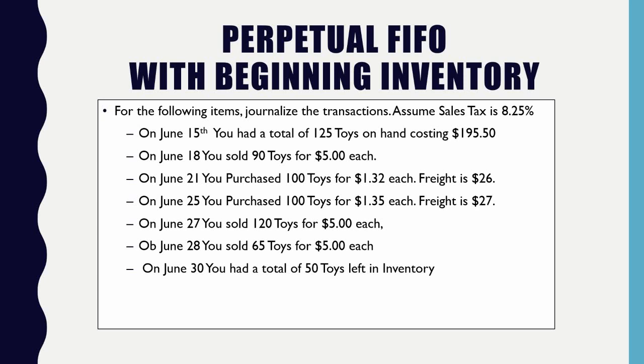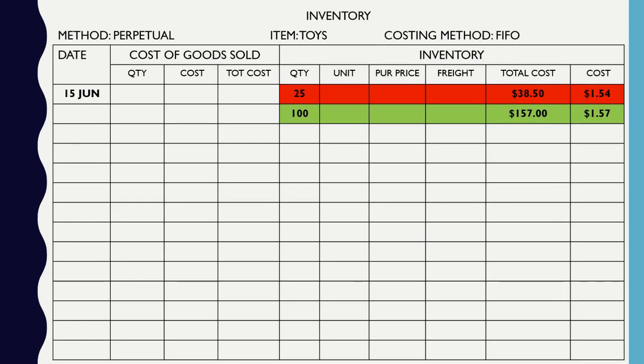So then the scenario says that on June 18, we sold another 90 toys at $5 each. Okay. So here, we're going to recognize we have a total of 90 items to sell, right? If we're still utilizing FIFO, which batch am I going to be taking out of?